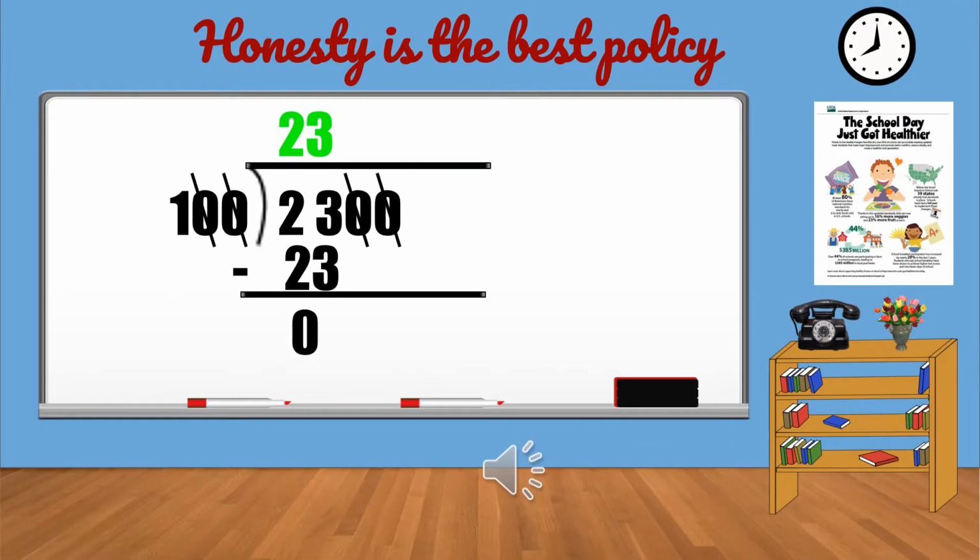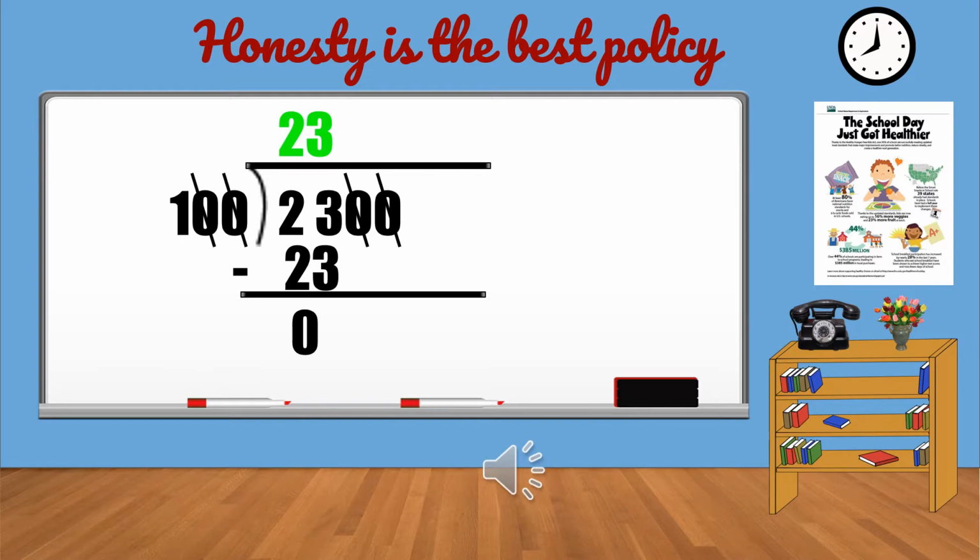Let us solve the problem. 100 divide 2,300. First, compare the numbers of zeros in the dividend and the divisor. Compare daw natin yung 0 sa dividend at sa divisor. Then, i-remove natin yung mga 0 sa dividend at sa divisor. Then last, i-divide natin yung remaining numbers ng dividend at sa divisor.